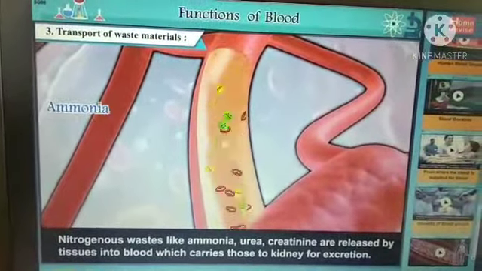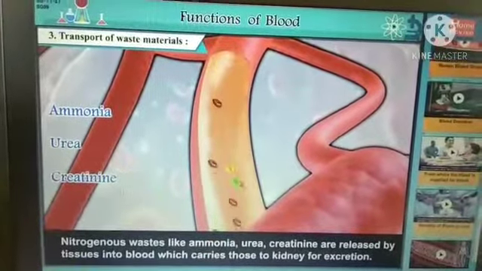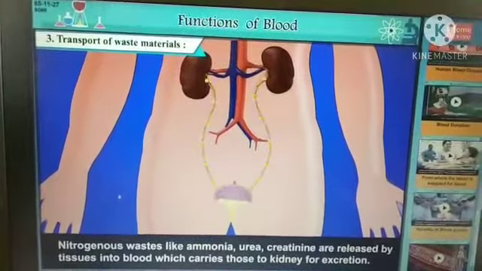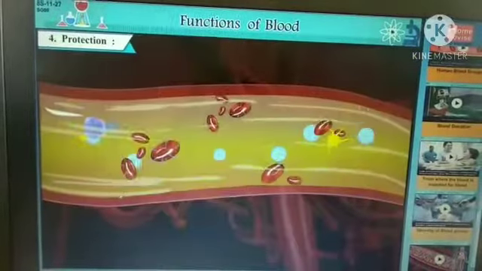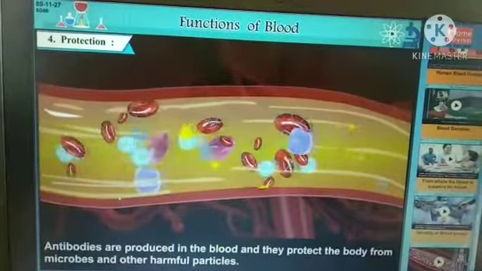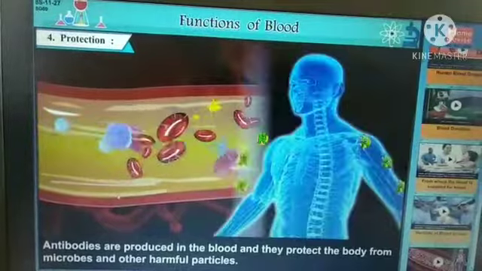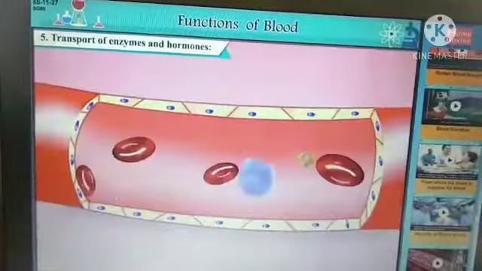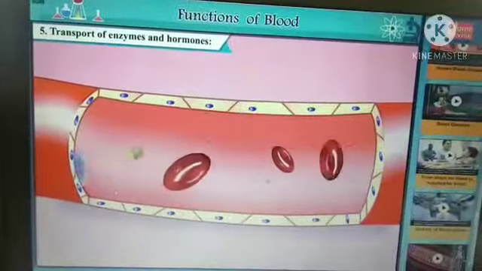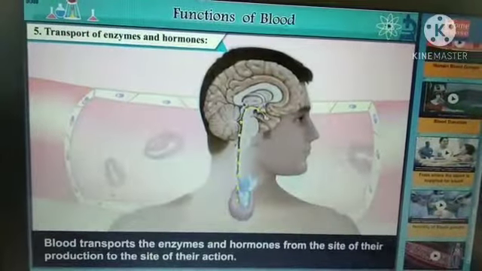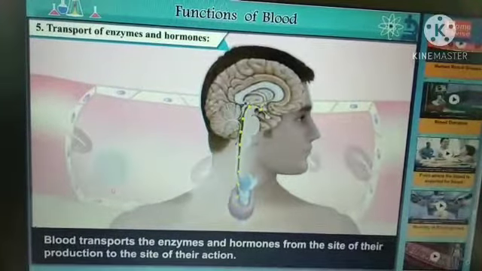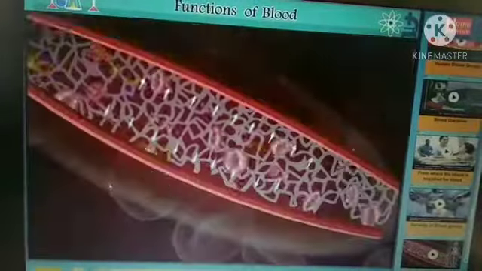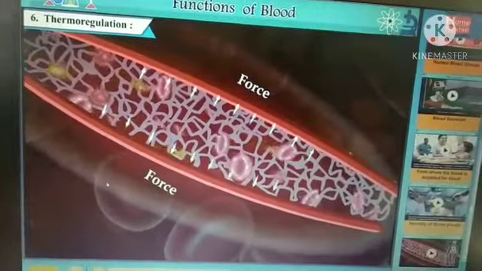Transport of waste material. Nitrogenous waste like ammonia, urea, creatinine are released by tissues into blood, which carries those to the kidney for excretion. Protection. Antibodies are produced in the blood and they protect the body from microbes and other harmful particles. Transport of enzymes and hormones. Blood transports the enzymes and hormones from the site of their production to the site of their action.